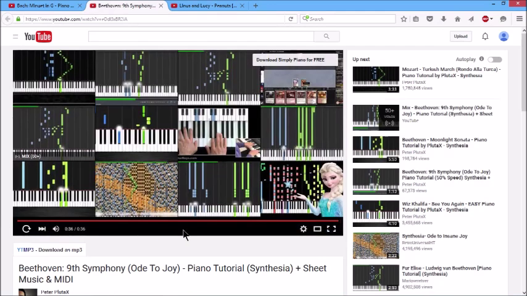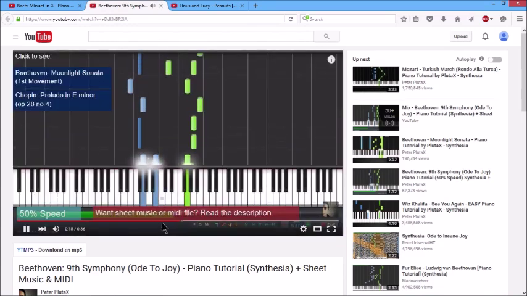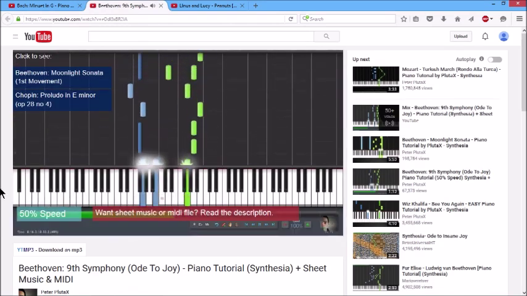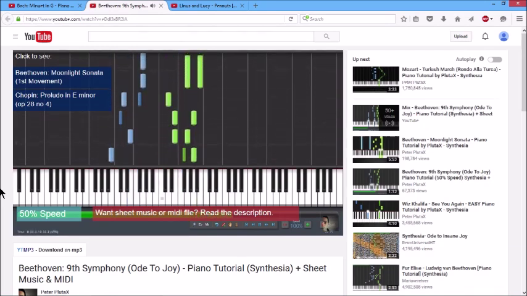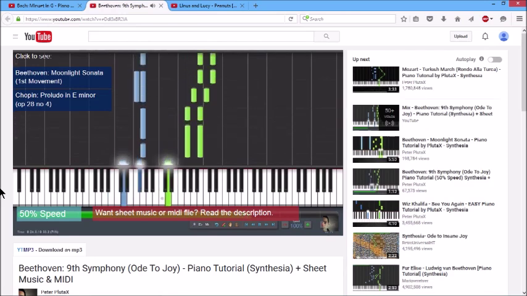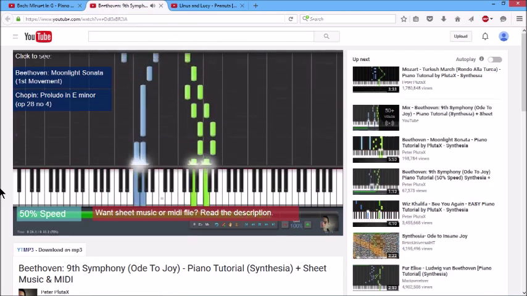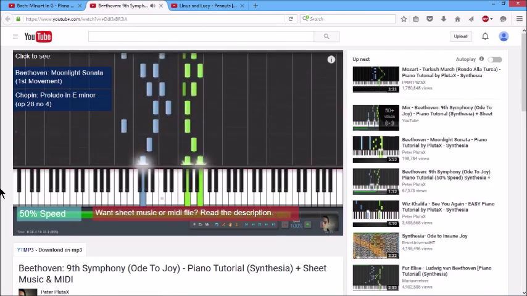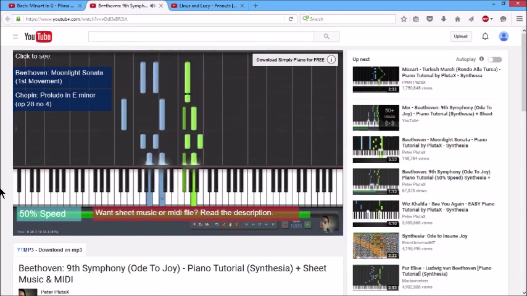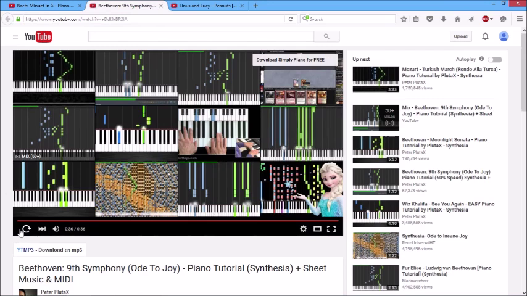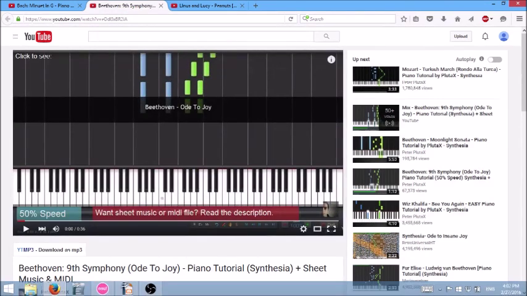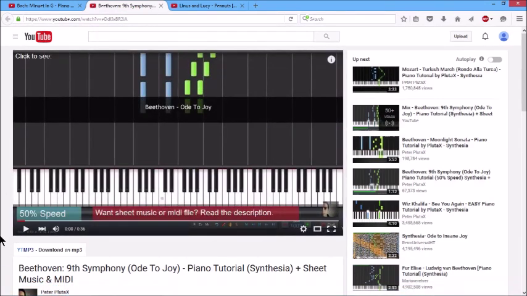Okay, so now I will count it out, so that way everyone will be able to figure it out. 1 2 3 4, 1 2 3 4, 1 2 3 4, 1 2 3, 1, 1 2 3 4, 1 2 3 4. Oops, okay. So hopefully that syncopation was obvious.